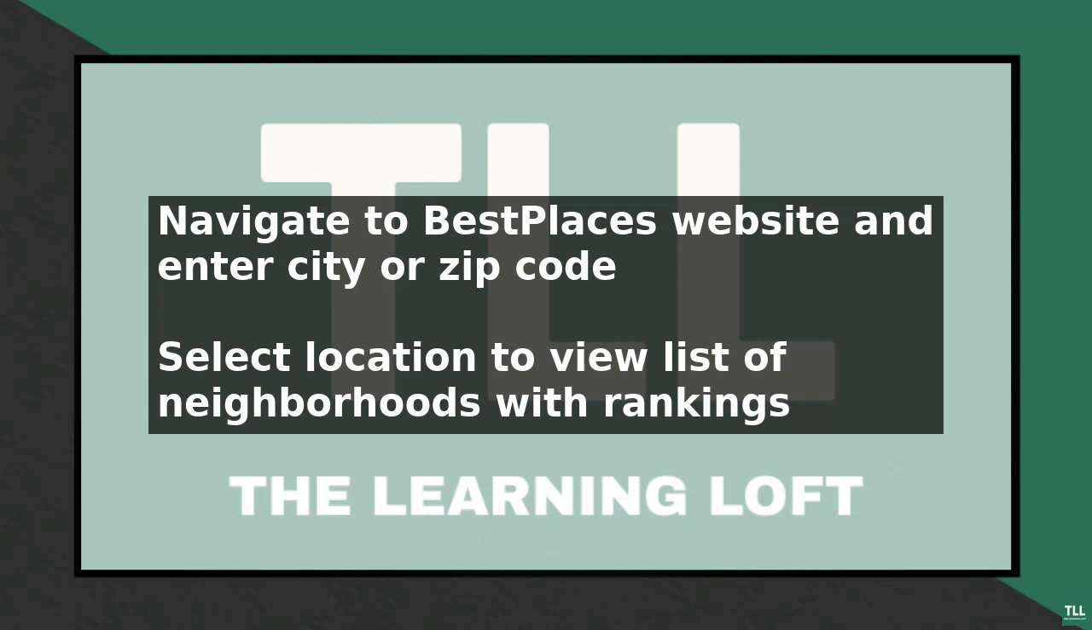To get started, navigate to the Best Places website and enter the city or zip code of the area you are interested in. Once you have selected the location, you will be presented with a list of neighborhoods in that area, each with its own ranking.